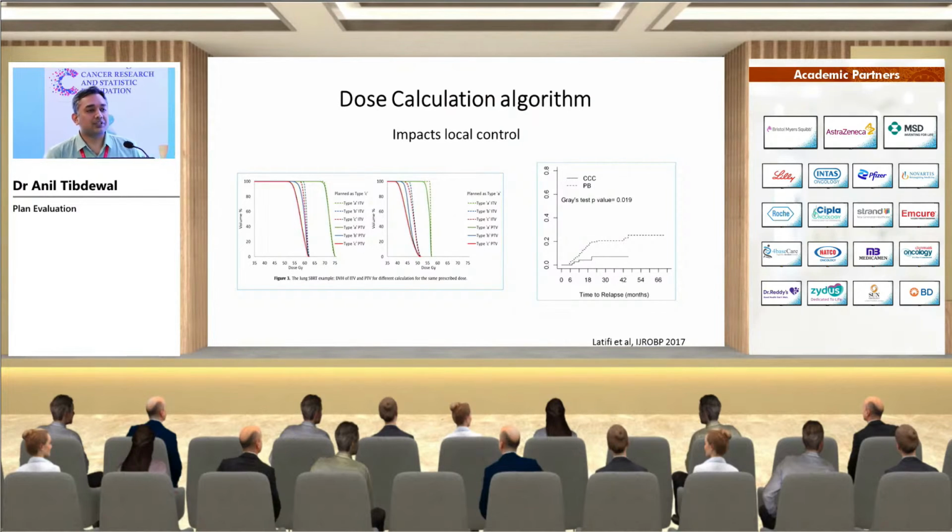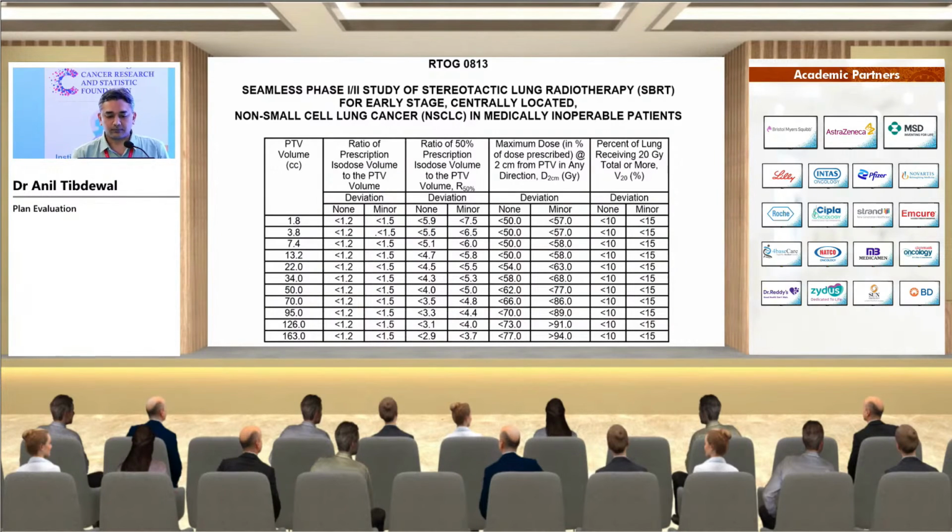Now, the dose calculation algorithm also impacts local control. As already mentioned by Dr. Moses, we need to achieve a BED of 100 gray, but there are reports that if the BED is more than 130 or 150 gray, the local control can be much better. It does not mean that we should not achieve the 100 gray. If you are achieving 90 or 96 gray, the local control will also be good, but we need to achieve a BED of 100 gray at least to have a good local control rate.